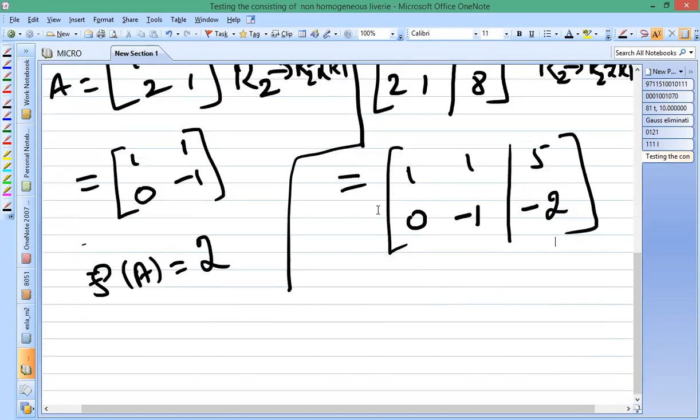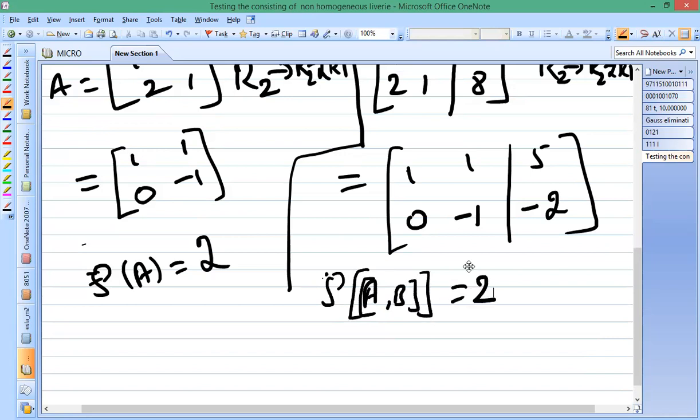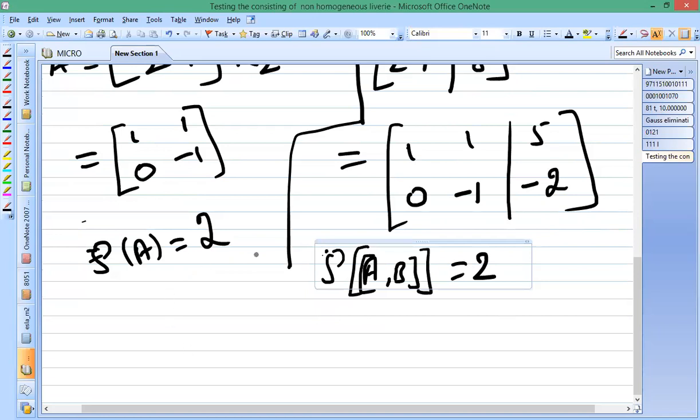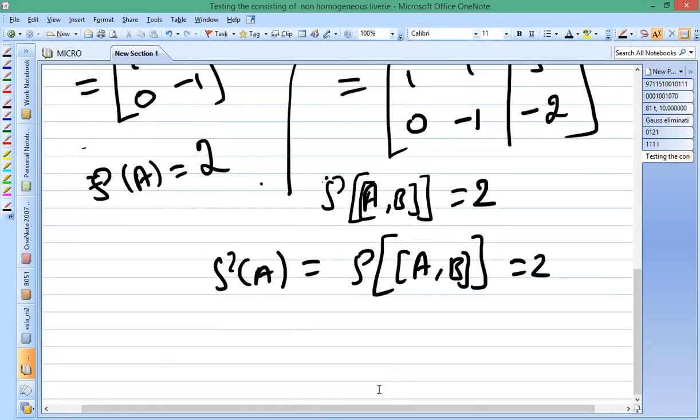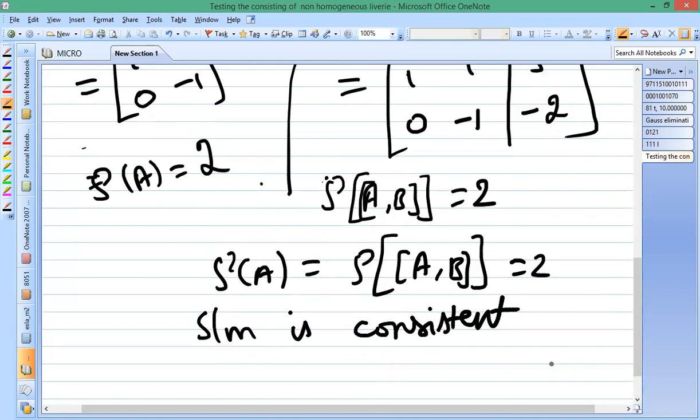So here, for this augmented matrix, once again the number of non-zero rows is 2. So we can write the rank of the matrix A comma B is also 2. So rank of A is the same as the rank of the augmented matrix AB, which is equal to 2. So here this system is consistent. After mentioning this, you can write the system is consistent and it has a unique solution.